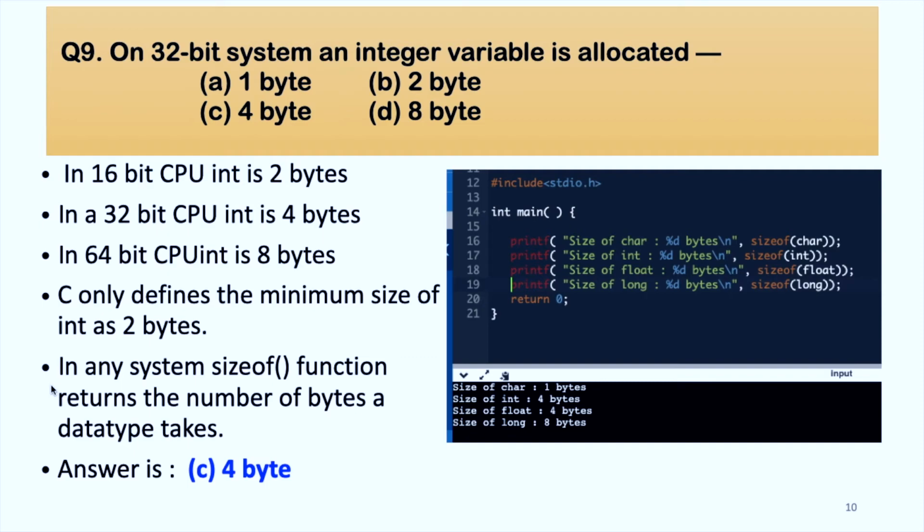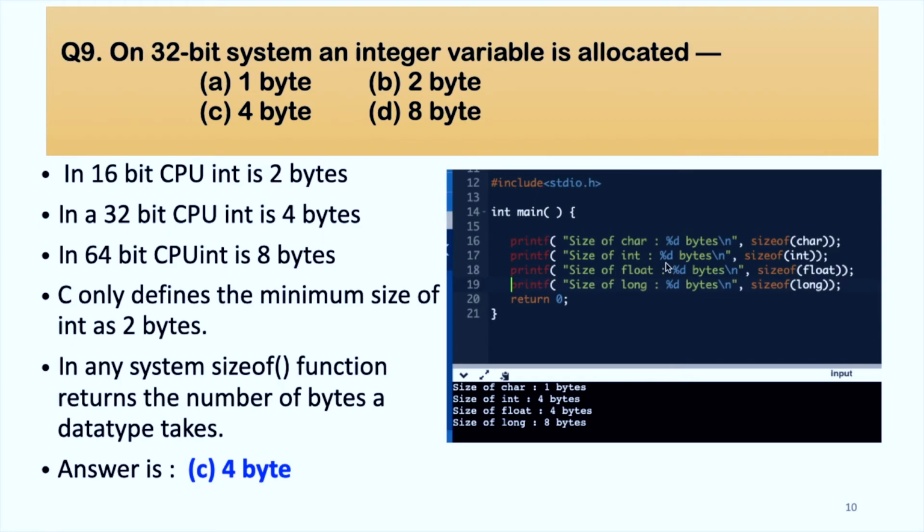Now how do we know how many bytes are used in any system? There is an operator called sizeof. If you call this, it will return the number of bytes the data type takes. For example, here I have shown sizeof character, then %d bytes, then sizeof char. So character is 1 byte, you can see. Then sizeof integer, you can see it is 4 bytes. It will return the size, so sizeof returns some value, that is the number of bytes.